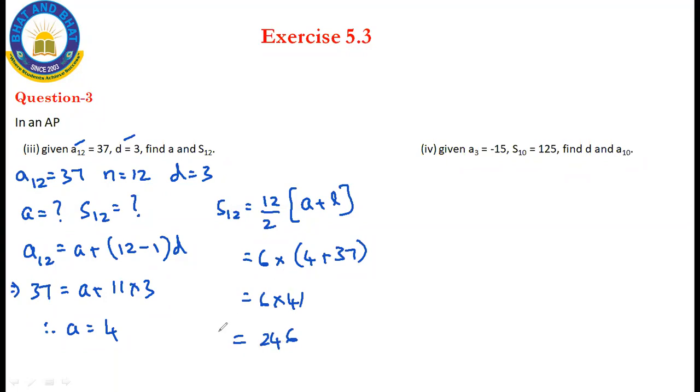Niharika, how did you get it as 1246? 1264? Niharika, check. So this is one answer. a is equal to 4 is your another answer.